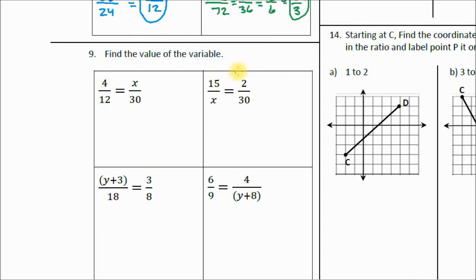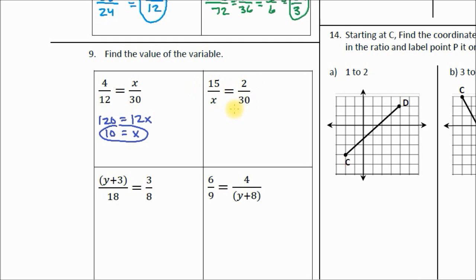Number 9, find the value of the variable. Well, we're going to cross multiply. 4 times 30 is 120. 120 equals 12x. Divide both sides by 12, and you're going to get exactly x equals 10. There's our first answer.